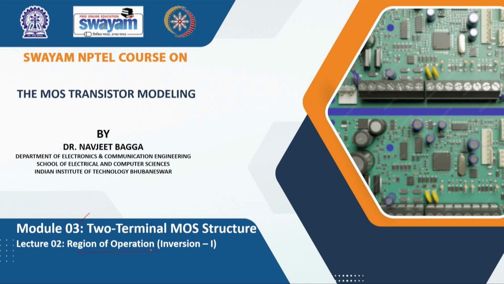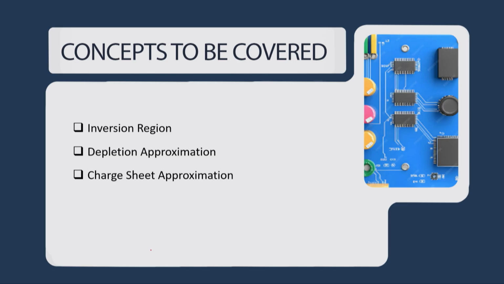As we have seen a few regions of operation earlier, that is depletion and accumulation, in this lecture we will discuss the inversion. So let's get some insight into the inversion region, which is obviously an important region of operation for the MOS cap structure. In this lecture we will see what the inversion region is and a few approximations which will make our mathematical framework easy.